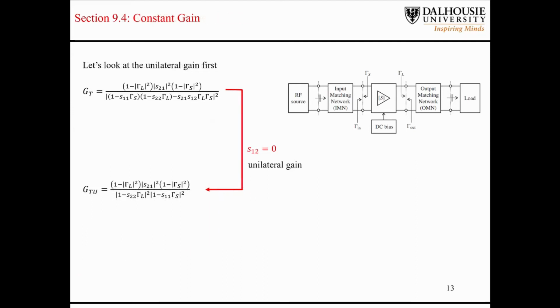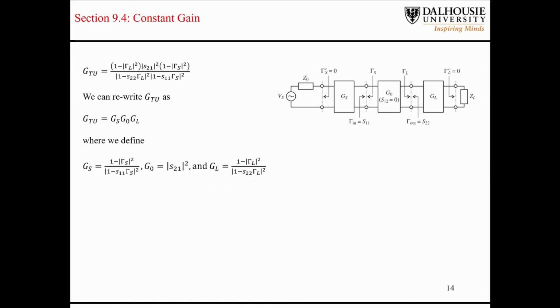So first, let's take a look at the unilateral gain method. Starting with the expression for the unilateral transducer gain, we can rewrite the expression at the top in terms of these three parameters, which represent gains associated with the input matching network, the output matching network, and the transducer itself. Again, this is under the assumption that the parameter S12 is equal to 0, or very small.